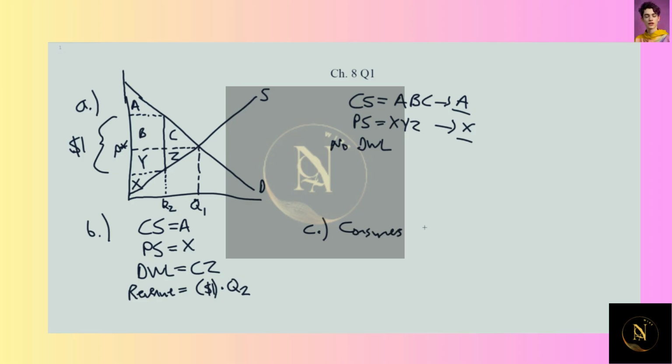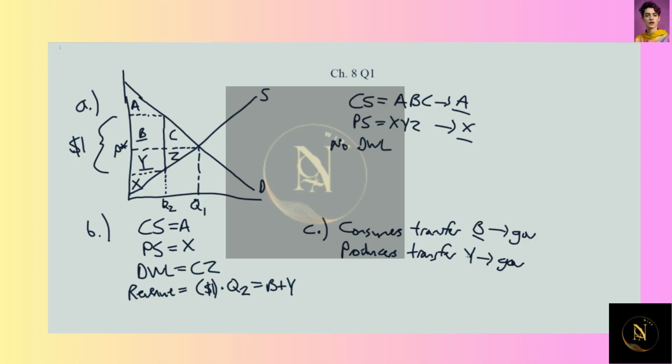so the consumers will transfer B to the government, and producers will transfer Y, in which case the government revenue is unchanged, because before the government revenue was essentially the sum of region B plus Y.